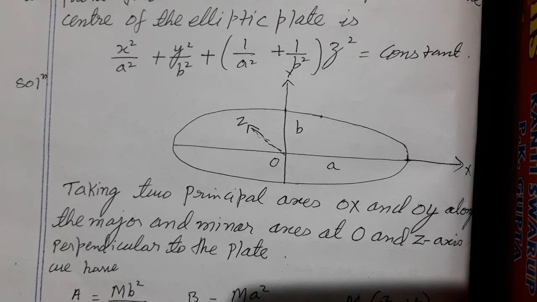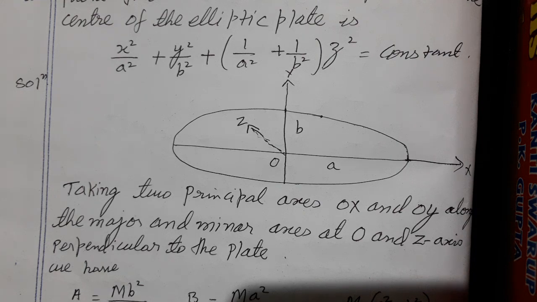We consider the major axis as OX, our x-axis, and the minor axis as the y-axis, and these we are considering as the principal axes. The z-axis will be perpendicular to the elliptical plate, and this is also a principal axis. So OX, OY, and OZ are the principal axes.